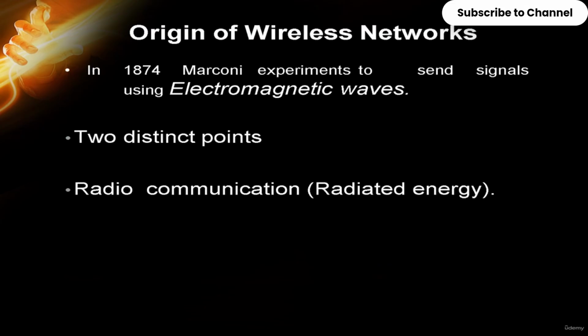Next, we see the concepts of wireless networks. How it was initiated is quite interesting. In 1874, Marconi experimented with sending and receiving signals using electromagnetic waves. He used 2 different points, and the obstacles between these points were overcome by sending and receiving the signals between the 2 distinct points. This is the basic methodology by which radio communication happens.